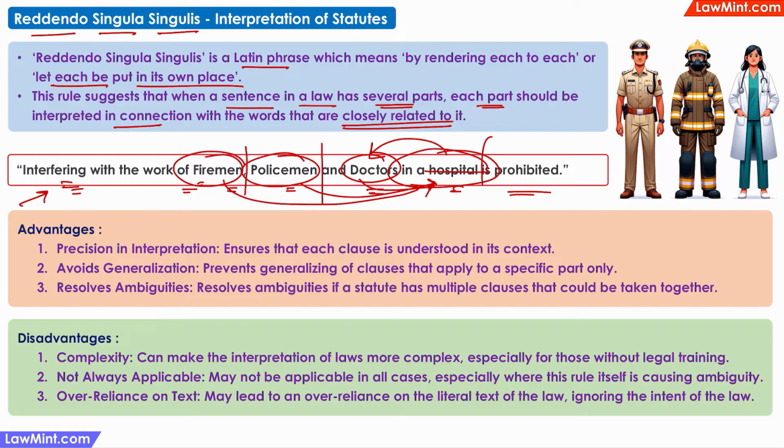The advantages of this rule are that there is precision in interpretation and it avoids generalization. And the disadvantages are that this may make the process of interpretation more complex and there is an over-reliance on the text of the law rather than the intent. So imperfectly written laws may be interpreted imperfectly.